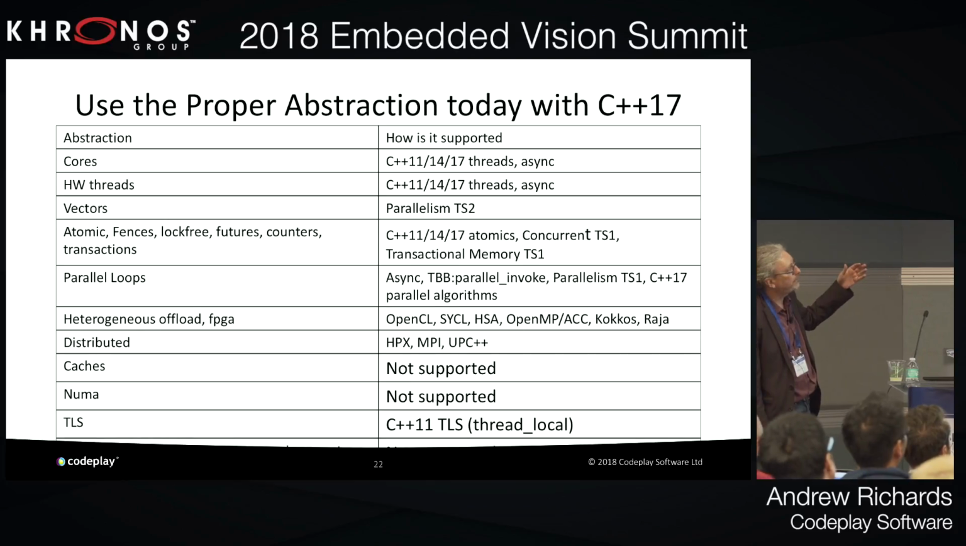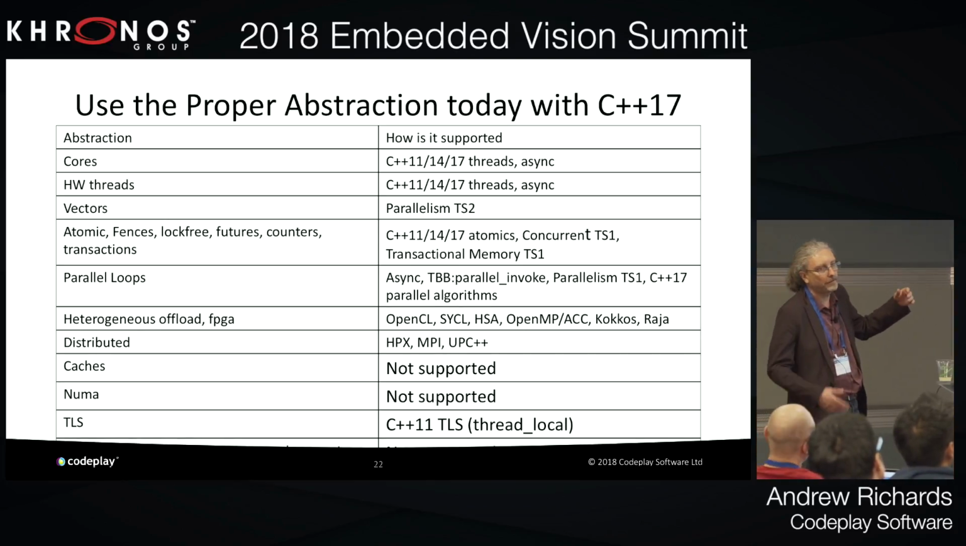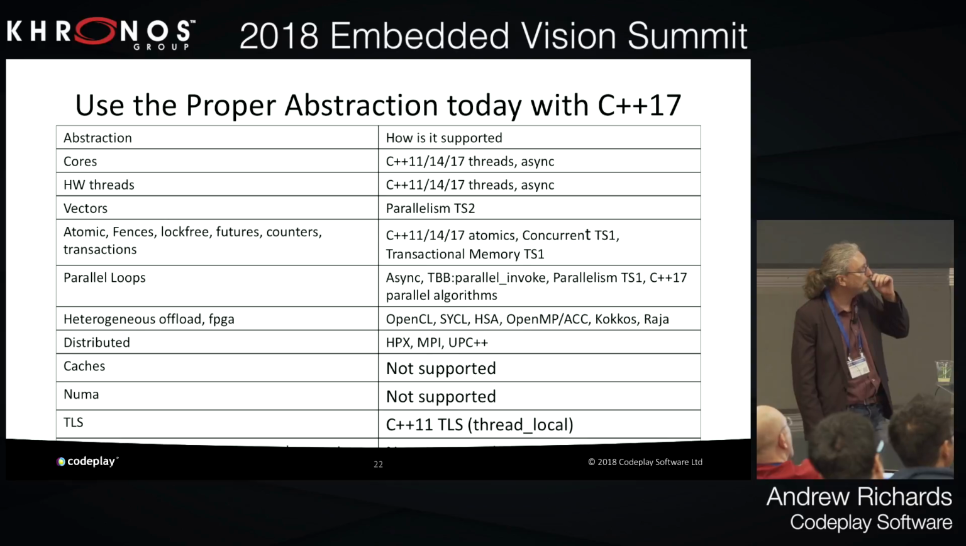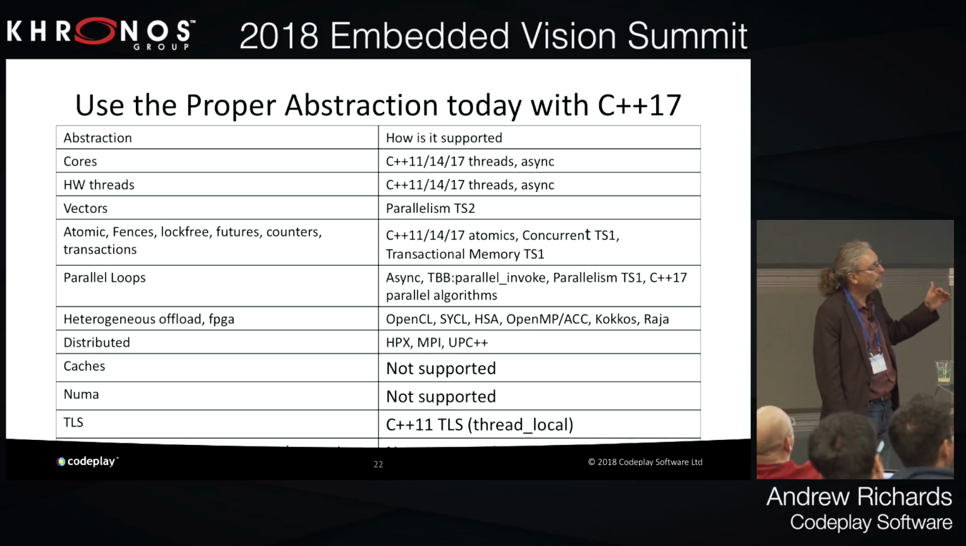Hardware threads, we've got threads and async. With vectors, we've got Parallelism TS2, which is their name for the parallel STL, basically. Atomic fences and stuff. We've kind of got parallel loops. We've got various stuff. Not all of those are actually in the ISO C++ standard. Heterogeneous offload. Look at all those things.